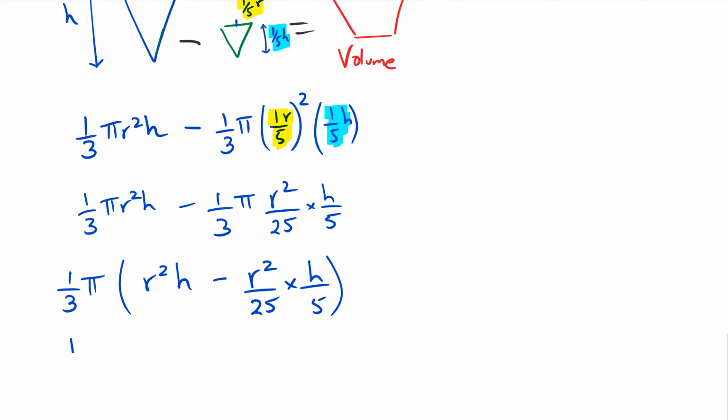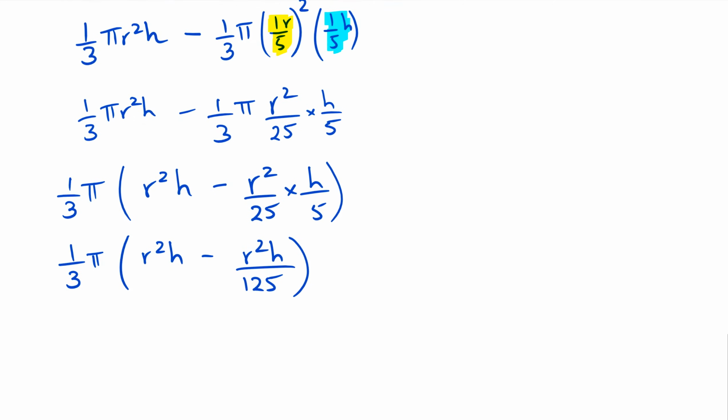Now just remember that we've got a fraction that we've got to combine first. So this will become r squared h over 25 times 5, which is 125. Now we're not finished yet because we still need to figure out how to combine these two together. So we're going to get 1/3 pi. Now r squared h does not have a denominator that you can see. But remember, any number does have a denominator of 1.